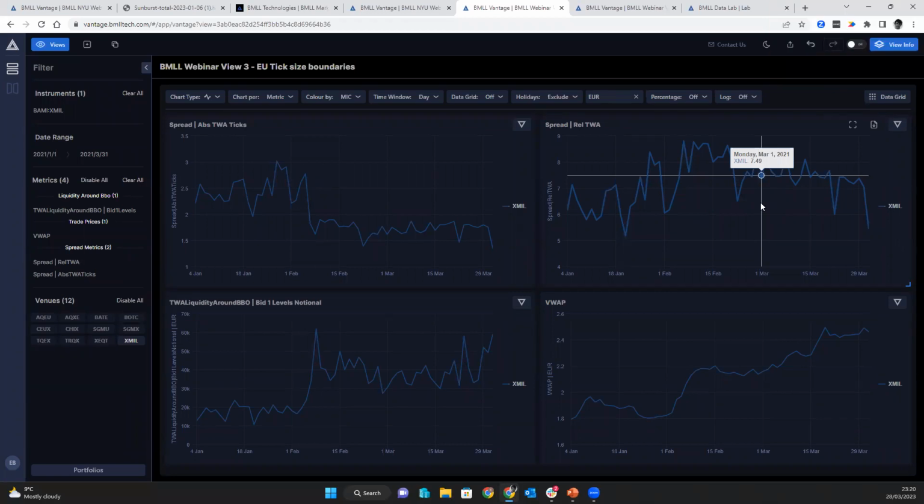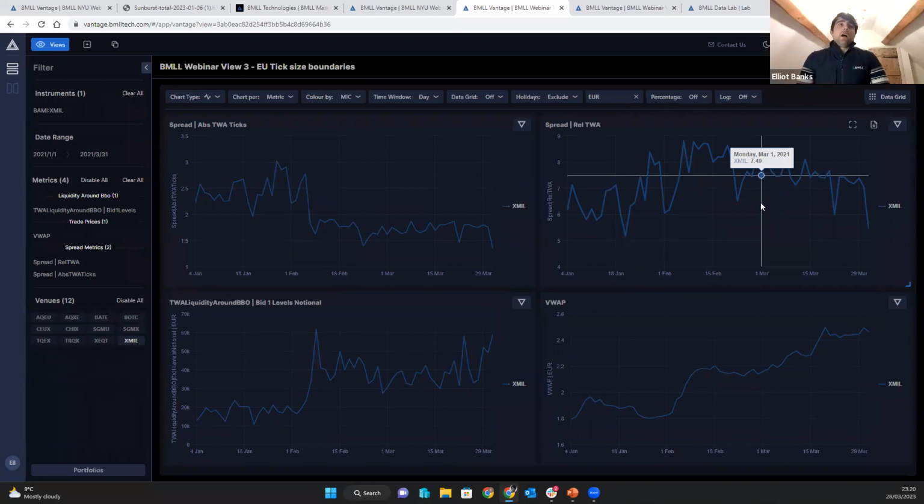A quick question here to clarify for everyone, Elliot. The tick size does not change dynamically intraday, right? It changes the following day. Is that correct? Yes, I believe so. So it's set on an ADV basis. That's right. So this will be set for the day.